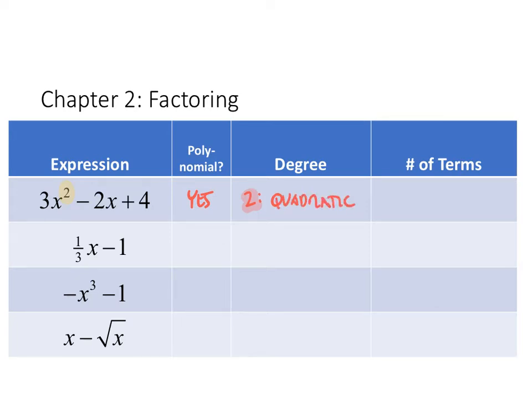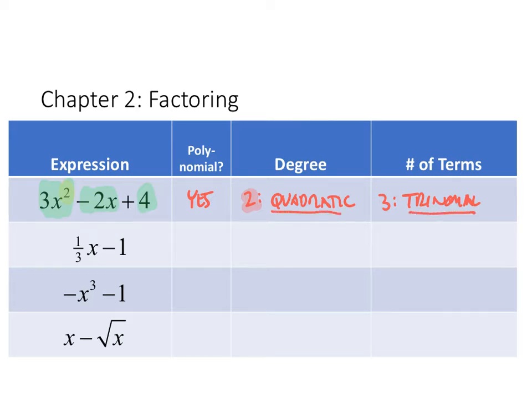And it has 3 terms. The terms are the expressions, that's one term, the expressions that are separated by plus signs. So the negative 2x is a term and the 4 is a term. So this has 3 terms, and therefore we call it a trinomial. So this is called a quadratic trinomial.